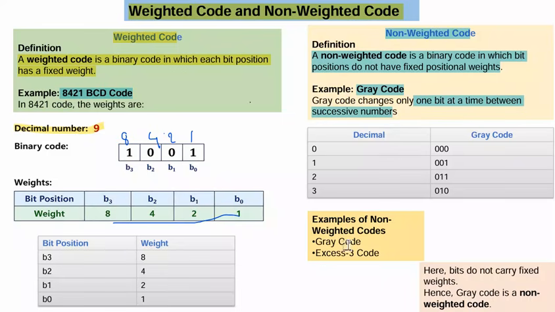Okay, so gray code, XS3 code, जो कुछ भी आपने हमने code देखे ना, these are examples of non-weighted code. Such a kind of fixed weight is not assigned for such codes. Yes? Here bits do not carry fixed weight, hence gray code is a non-weighted code. So simple, weighted code and non-weighted code.